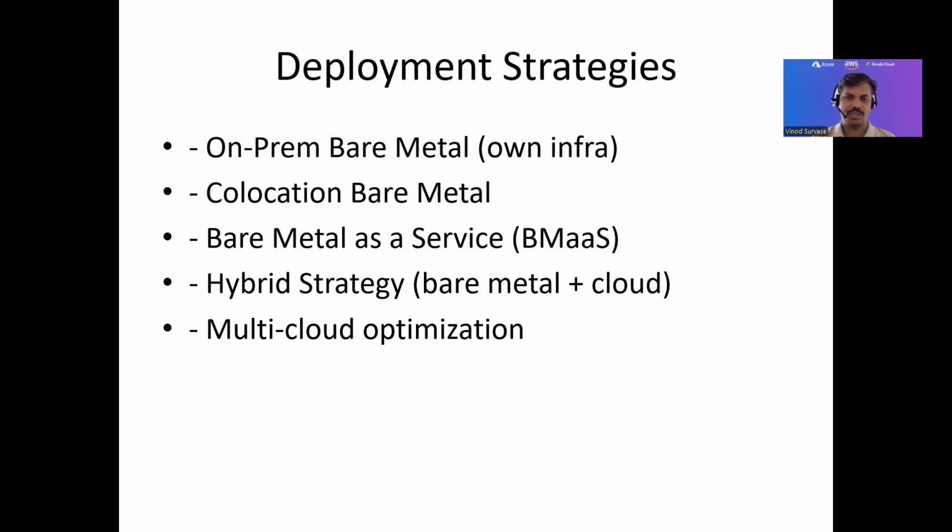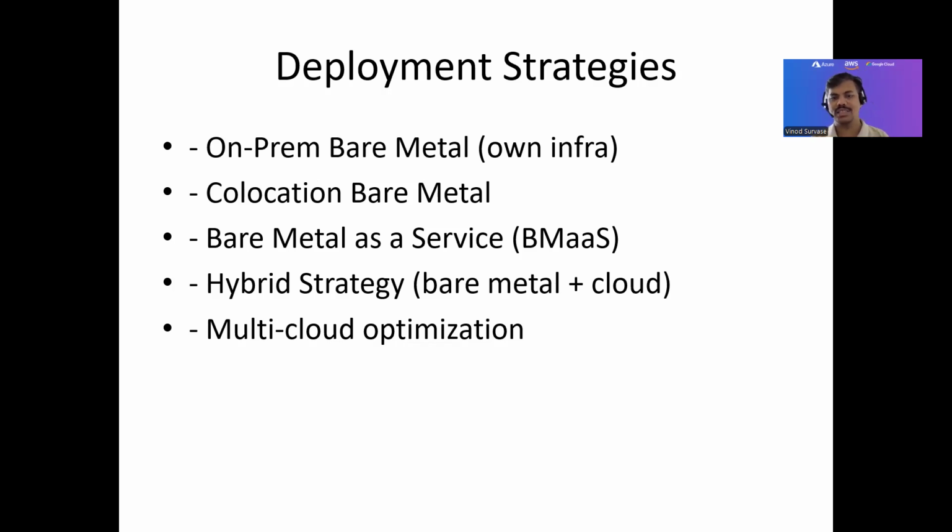Deployment strategies for this: on premises, which is a complete on-premises infrastructure, right? Second is co-location bare metal. That means something in someone else's data center, where we would allocate some of the space, including racking and stacking and other capabilities that we would leverage for our business, right?